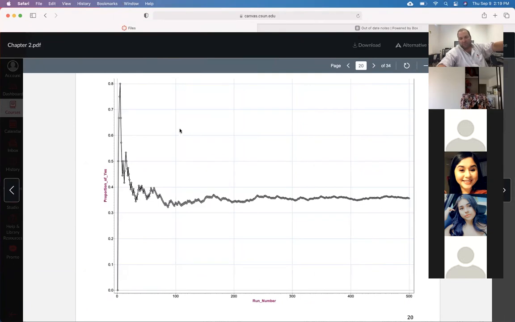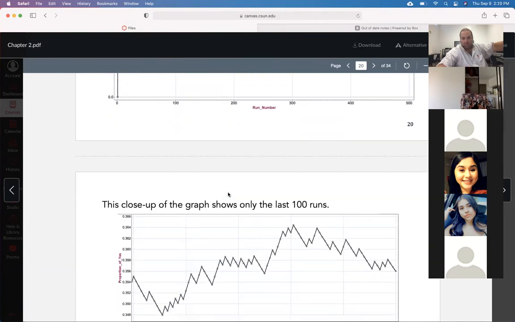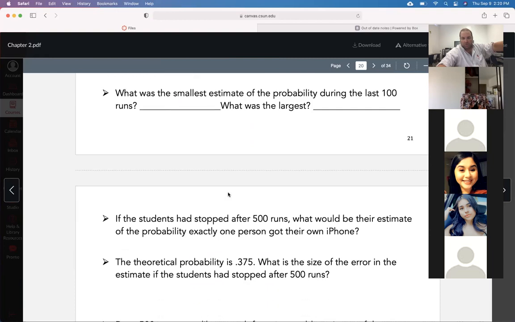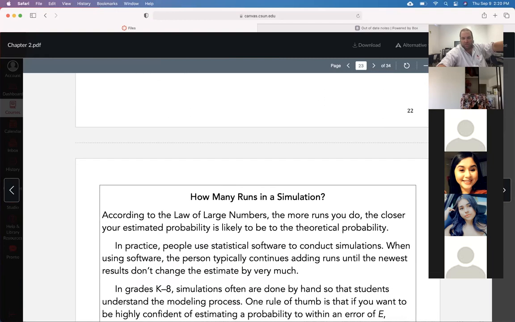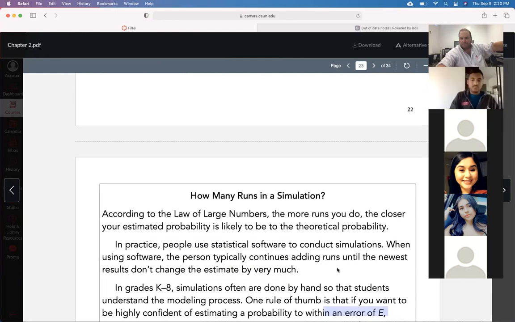So the answer is that there's a nice little rule of thumb. And the rule of thumb says as follows. Suppose that you want to be within an error E. So let's say you want to be within 1% of the true value. 1% as a decimal is what again? What is 1% as a decimal? Anyone? How much? 0.01.